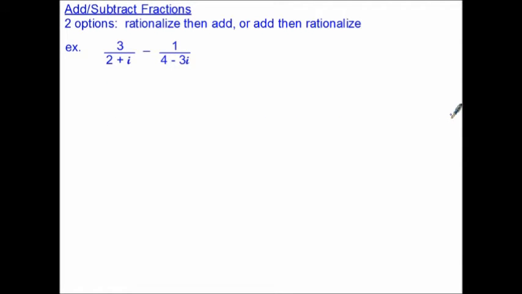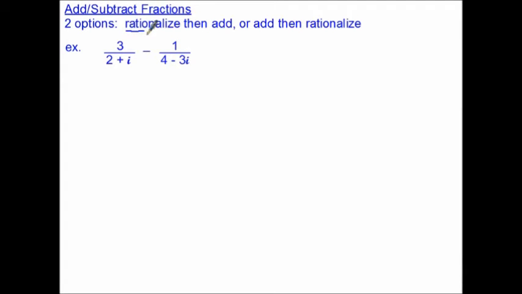Alrighty, if you run into a situation like what you see here, and you have to add or subtract fractions, and you have imaginary parts in the denominators, you're going to have kind of a messy situation, and there's about two ways you can handle it. First, we can rationalize the fractions separately and then add the results, or we can add them first, ignoring the fact that you have i's in the bottom, but then rationalize whatever denominator you get when you're done.